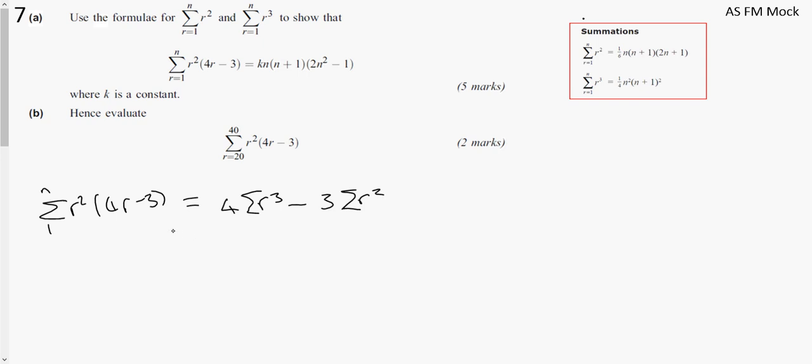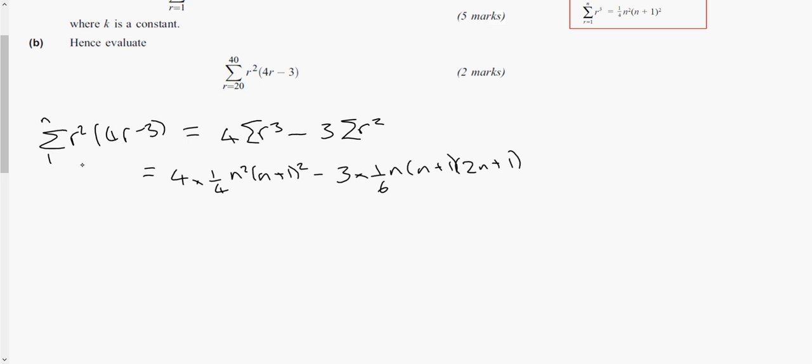Then you can go to your formula book. I'm leaving off the sum from r equals 1 to n here, but remember that's what every summation sign means. So that's going to be 4 times a quarter n squared (n plus 1) squared minus 3 times a sixth n (n plus 1)(2n plus 1), taking it straight from the formula book. It's worth not doing too much in one go, just literally copy the formulae out first. Then we can think about doing some tidying up.